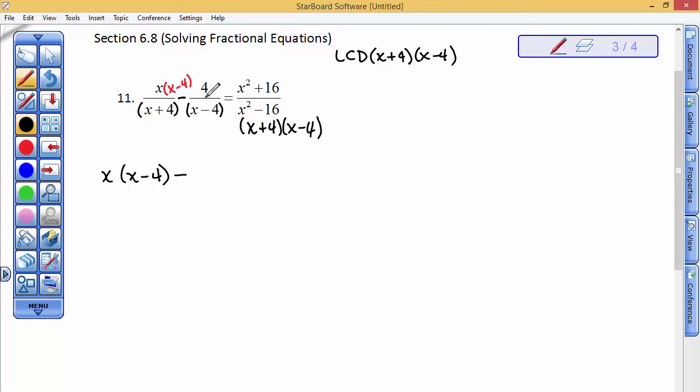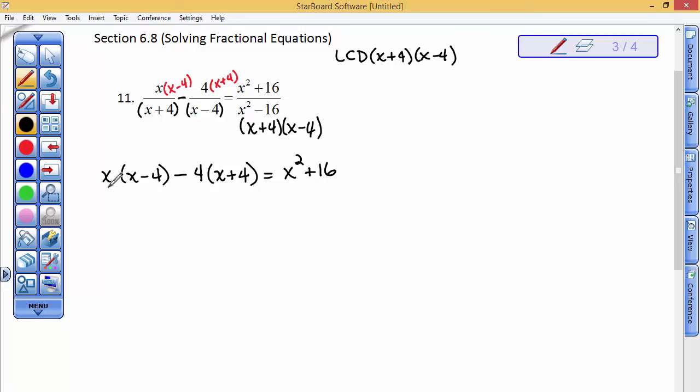See this fraction, 4 over x minus 4? When this fraction gets multiplied by both of these, this x minus 4 and that x minus 4 will cancel. So this minus 4 is going to have to be multiplied by x plus 4. And so I'll have the minus 4 that was in the numerator times that x plus 4. And then finally on the right side, the x squared plus 16, when it gets multiplied by both of these, both of those will cancel with what's in the denominator. So you're just going to have left the x squared plus 16.